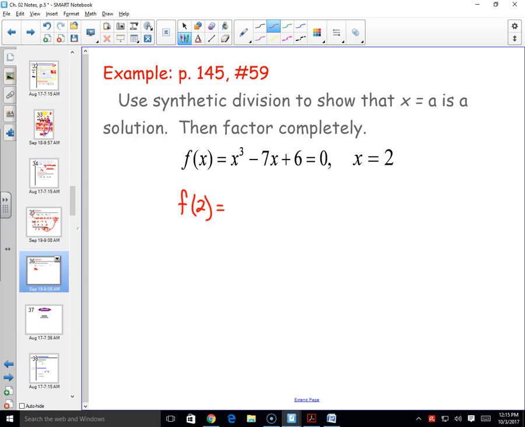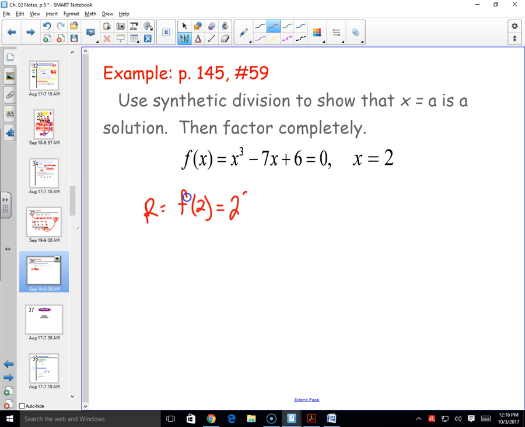But this problem says, use synthetic to show that x equals a is a solution. I just introduced you guys to the idea that maybe they won't even give you something to try and you have to try your own. You don't have to do synthetic after synthetic after synthetic and keep on finding ones that don't work, if you could have just plugged in and checked before the synthetic. So remember, the remainder, what we're going to get, is going to equal what happens when we plug in.